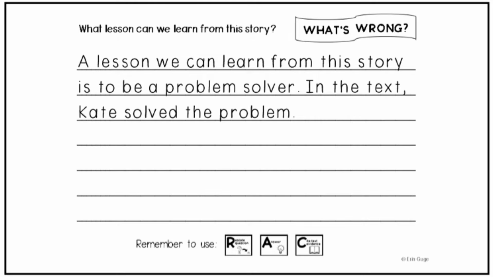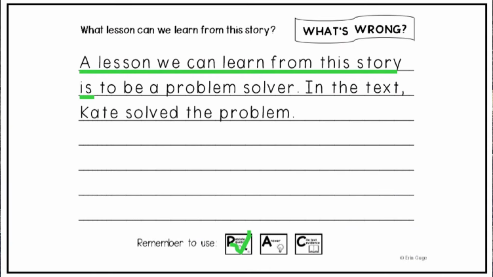The question is, what lesson can we learn from this story? A lesson we can learn from this story is to be a problem solver. In the text, Kate solved the problem. Whisper what you think is wrong. And now whisper yes or no. Did it restate the question? Yes, it did. It said, a lesson we can learn from the story is.